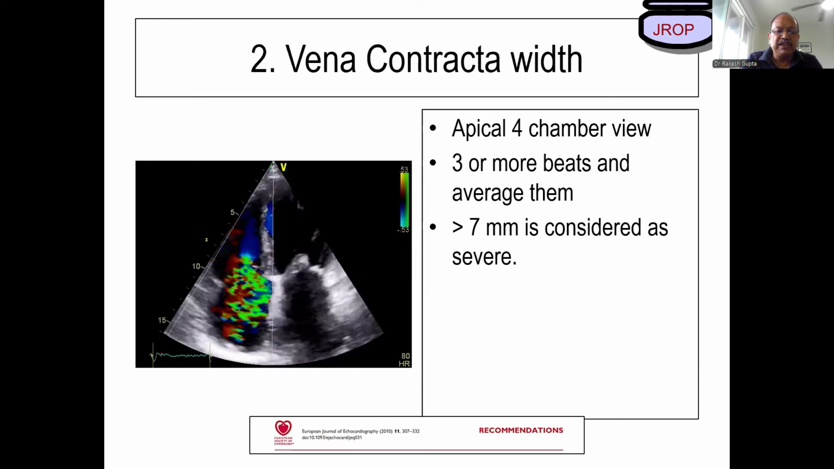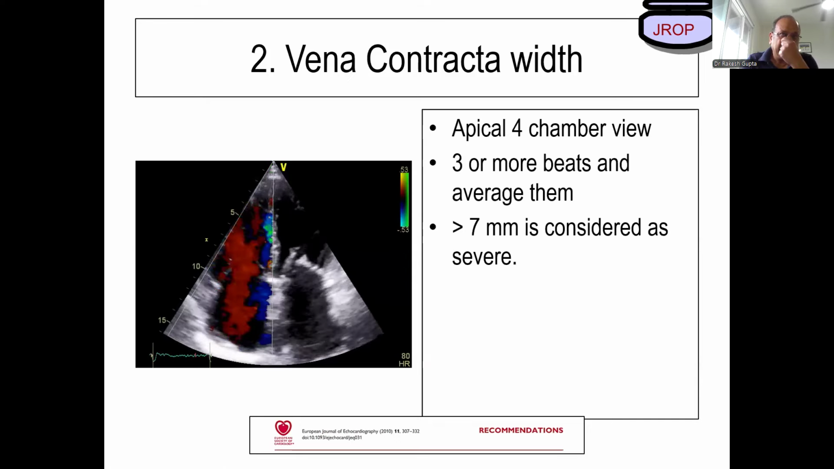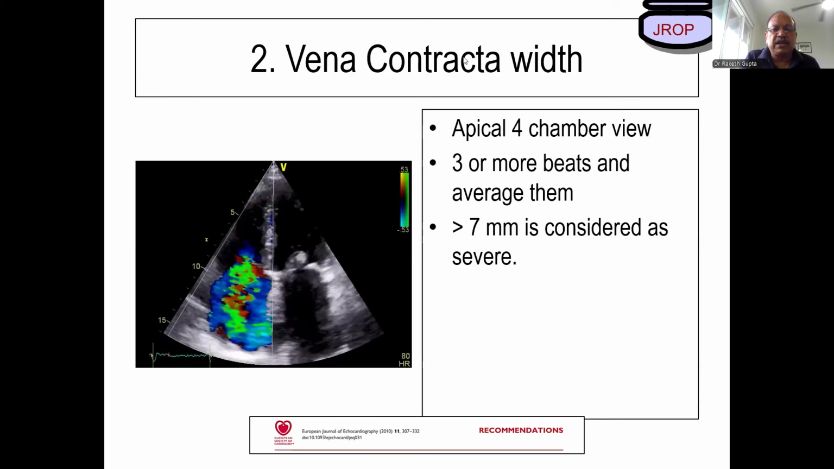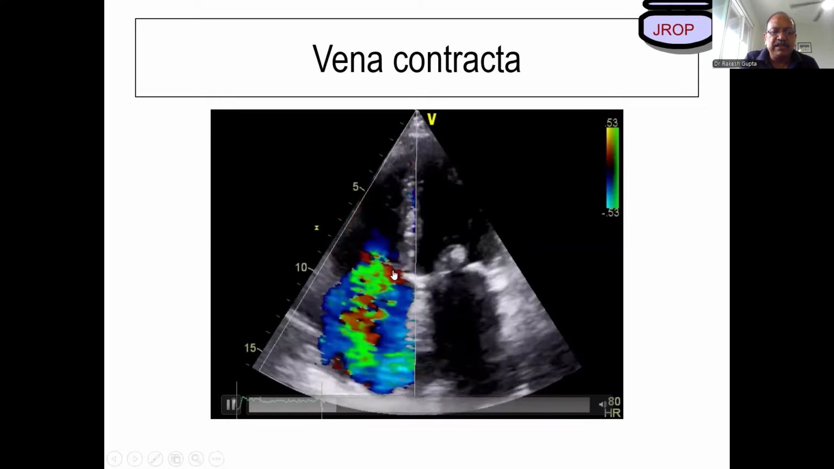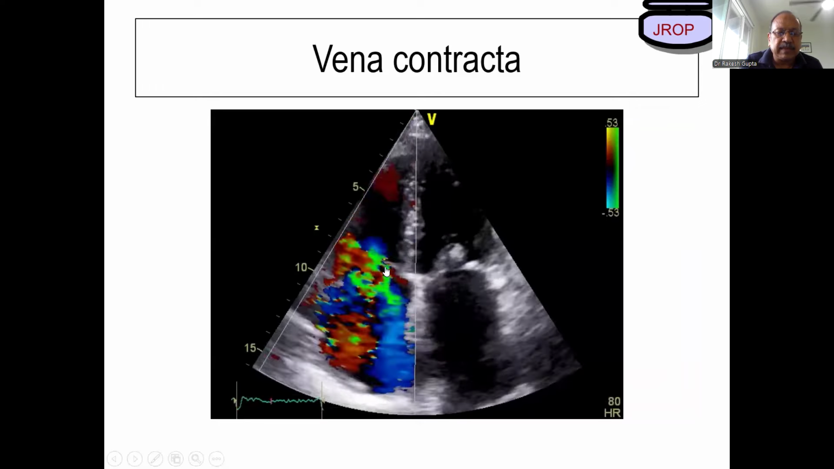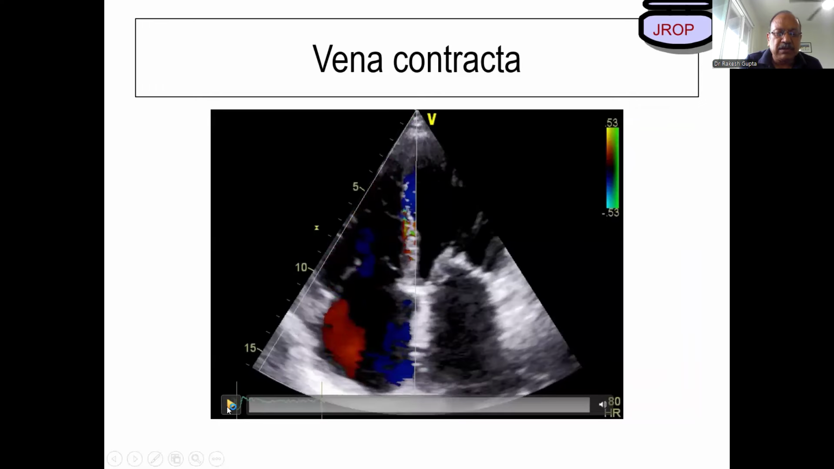And then comes vena contracta. In tricuspid valve regurgitation, we should spend a lot of time on vena contracta. Unfortunately, this vena contracta is not seen in the parasternal window. This vena contracta is seen in the apical four-chamber view. And here is the vena contracta. We just hold on this image. Let me hold this image for you because you should understand how to calculate the vena contracta.